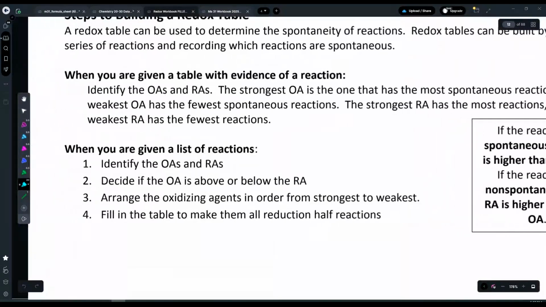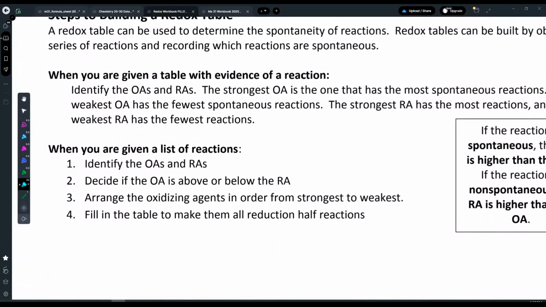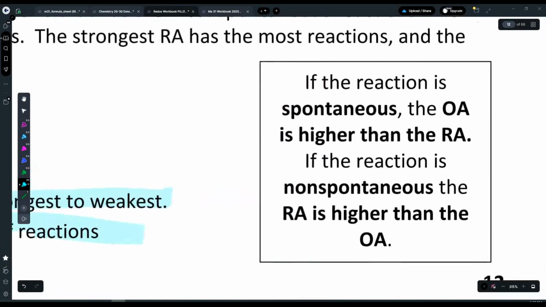So, as a reminder, when we're given a list of reactions, you're going to want to highlight all of these steps because that's what we're going to go through. Identify oxidizing agents and reducing agents. Decide if your OA is above or below the RA. Arrange the oxidizing agents in order from strongest to weakest, and then fill out the table to make them all reduction half reactions. Okay, so as a reminder before we get into this, here's the spontaneity rule.